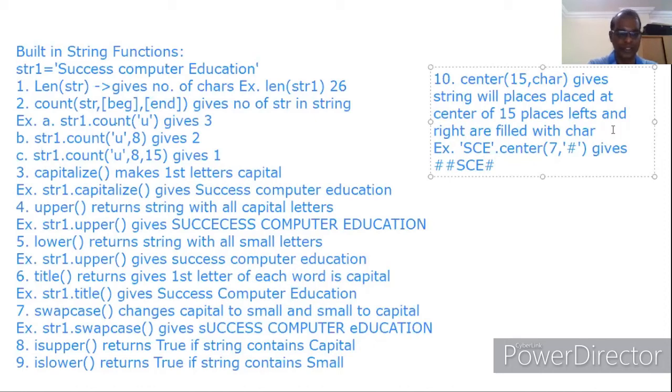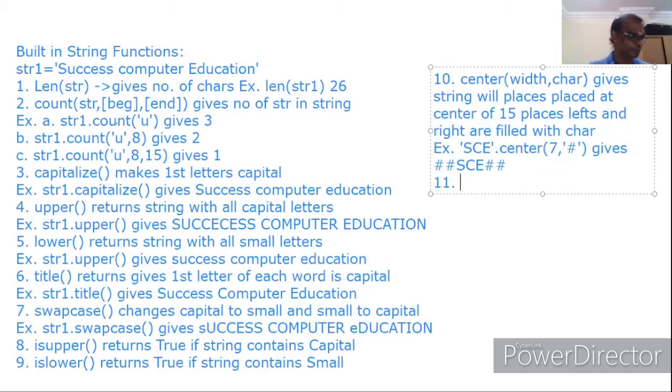Okay, totally 7 places are reserved for SCE. SCE will be placed in the center. Both left and right hand side hash will come. We can change it as a width. So the center syntax is with a comma, a single character or more than one character. It places like this.